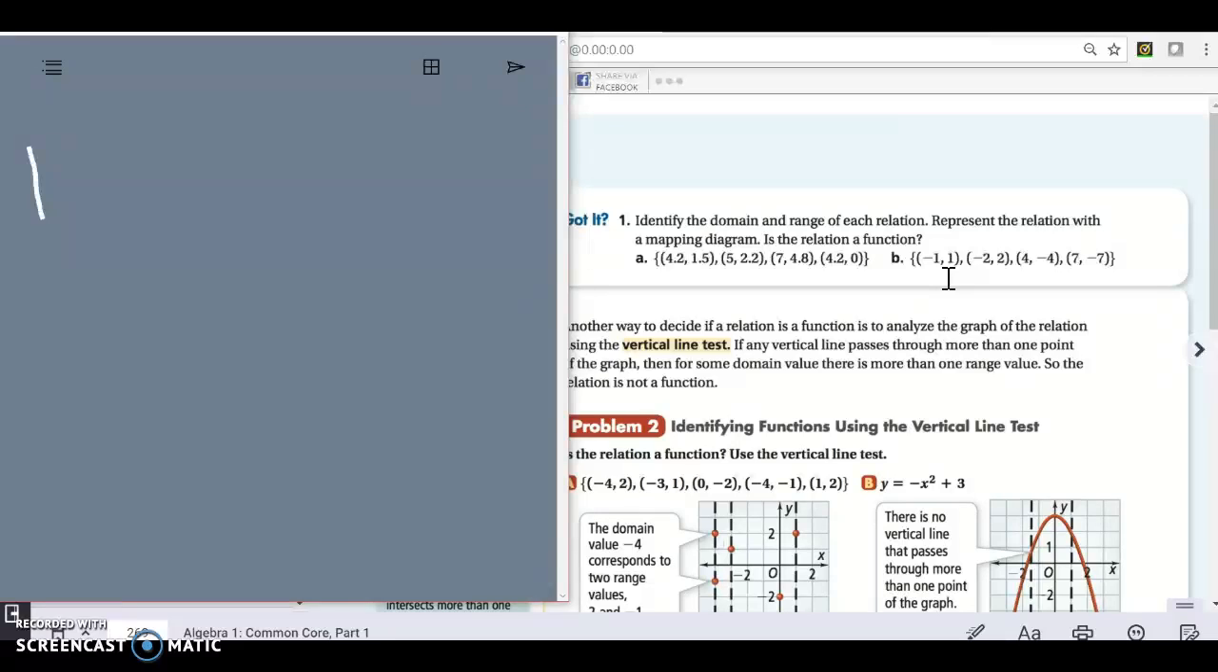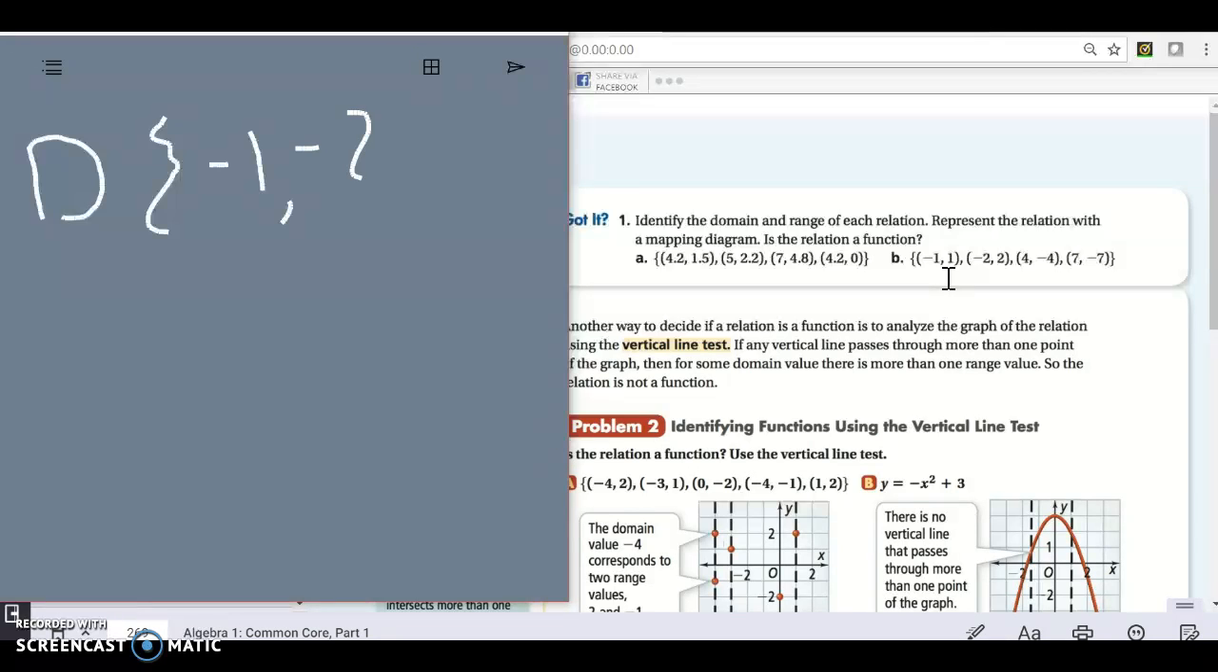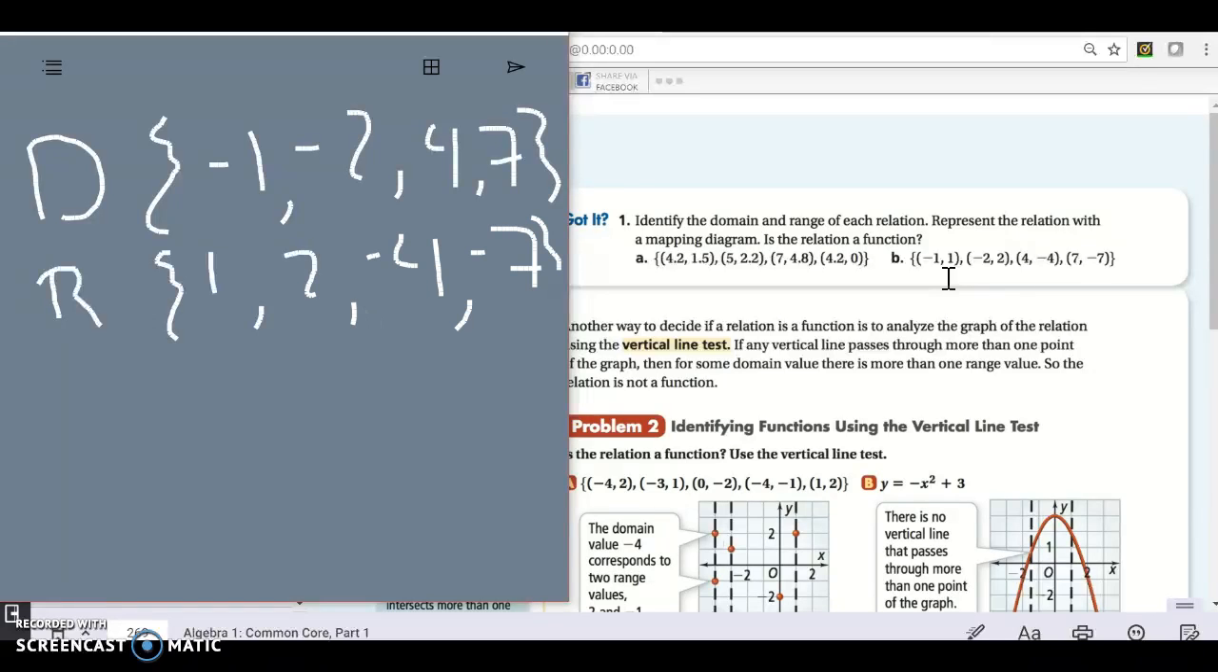So my domain is negative 1, negative 2, 4, and 7. My range is 1, 2, negative 4, and negative 7.